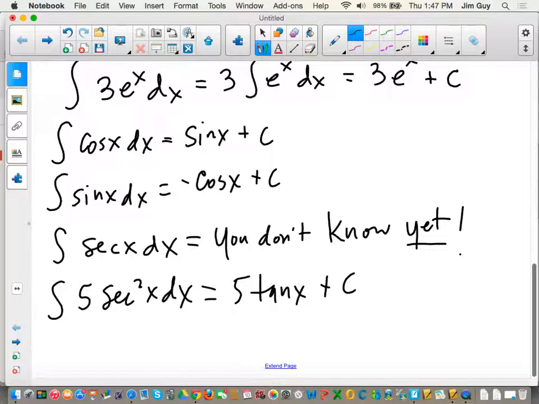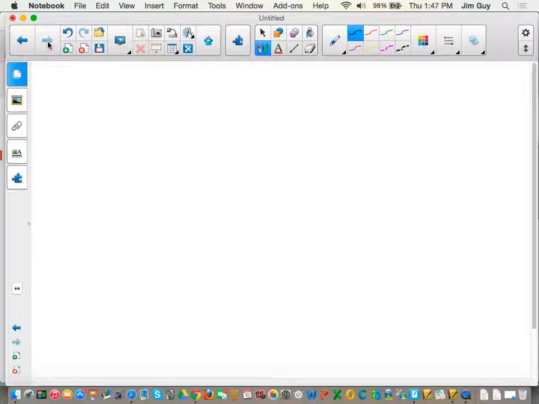I'm going to go to another page. We're going to do some more here, but otherwise this page will be very long. Okay, let's try this one.